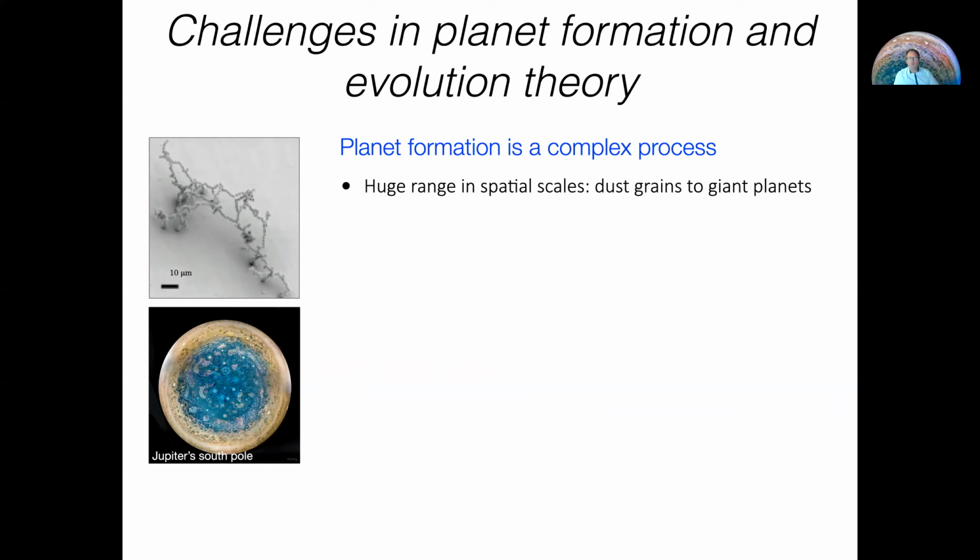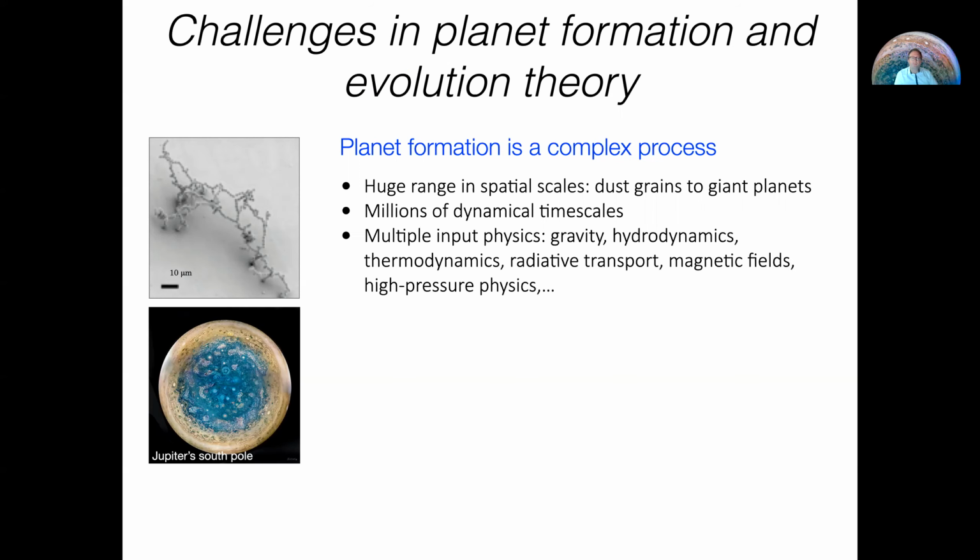So we have to deal with a huge range in spatial scales, from dust grains to giant planets, and each scale has its own challenges, its own specialities, its own physics. It's also a pretty long time scale that we have to consider. It takes millions of years, even billions, if you wish, to go from the grains until we have a dynamically stable, fully fledged planetary system. Then we have a lot of different input physics. Of course, we have gravity, but also hydrodynamics, thermodynamics, radiative transport, magnetic fields, high pressure physics, impact physics, and all of that. And we have strong nonlinear mechanisms and feedbacks.